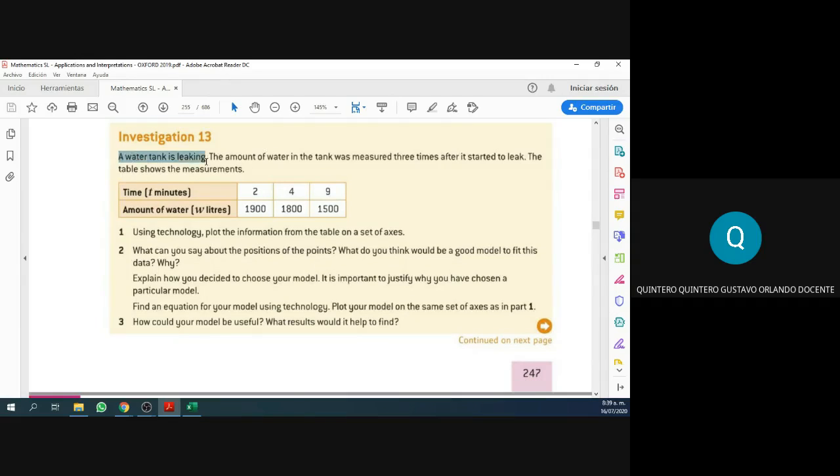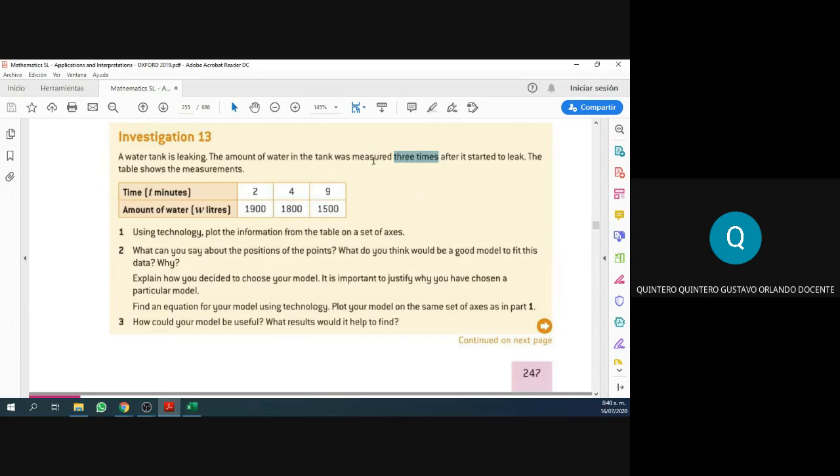So the investigation. All right, let's take a look at this. We have a water tank, right? And the water tank is leaking. The amount of water in the tank was measured 3 times. This type of exercise, modeling, can be used for any other subject outside of mathematics. For example, biology, environmental science, physics, any area where you have to measure things.